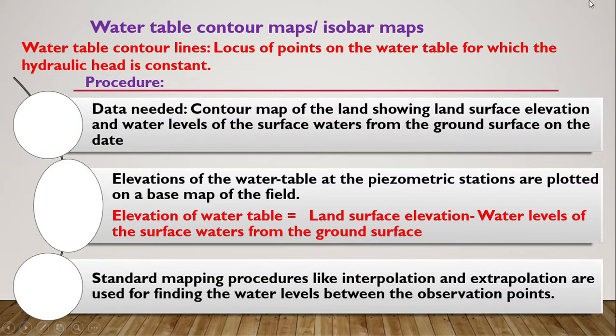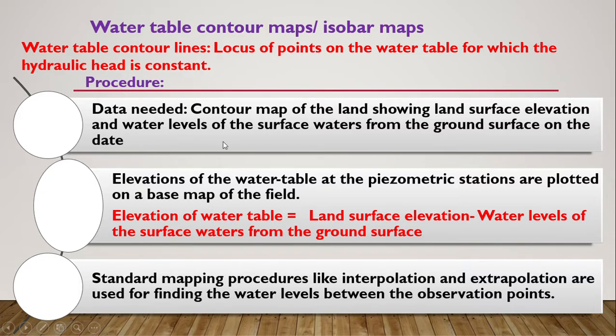First thing is the water table contour map. It is otherwise known as the water table isobar map because water table contour lines are the locus of points on the water table for which the hydraulic head is constant. The pressure of water is constant. That locus of points is known as water table contour lines. Okay, you all know that contour lines are the lines showing equal elevation points. So in the case of water table also it is the same. Whichever line shows the same hydraulic head, those lines are known as water table contour lines. The graph showing those lines is known as the isobar map or water table contour map.